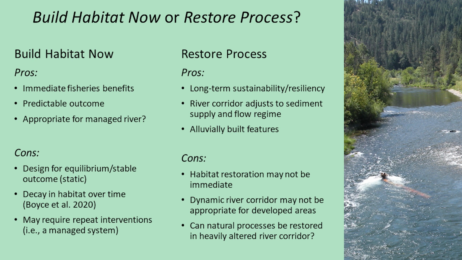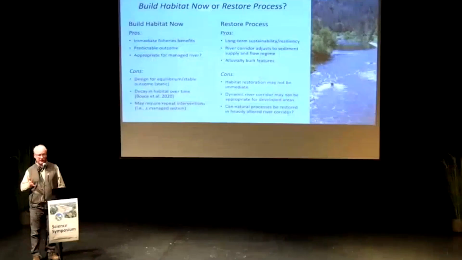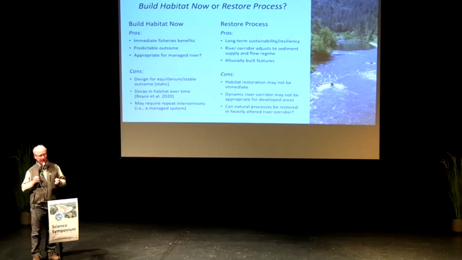And again, the con on this is that, well, that's great, but we might not get the habitat that we need right away. Having a really dynamic river corridor in a managed river system might not be appropriate. I know a lot of local residents would be concerned about that. Highways, bridges, and so on. And again, it gets to the question: if we have a heavily altered river corridor like the Trinity, with so much mining impact and regulated flows, are natural processes appropriate for that corridor? And again, that's a question. Hopefully we'll bring that up in the discussion.